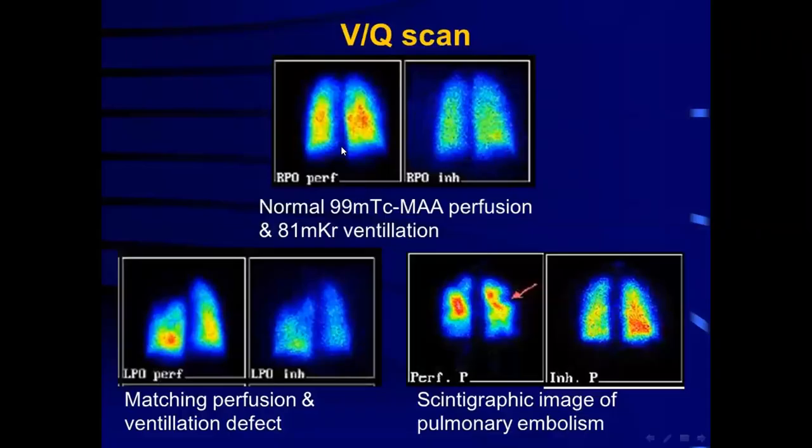This is the ventilation perfusion scan normally. It's normal perfusion and normal ventilation. There are no filling defects. While this shows a filling defect in the right lung on perfusion and ventilation, this is called matching ventilation perfusion defect. While this one shows a defect only on the perfusion and normal ventilation, and this usually is a scintigraphic image of pulmonary embolism, called mismatch.